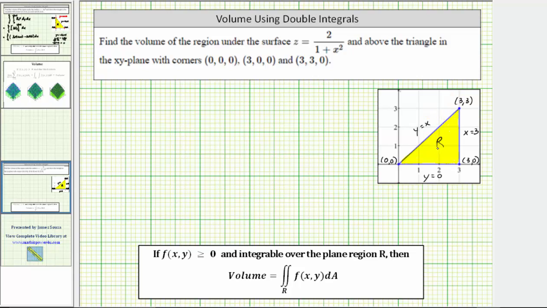Our goal is to find the volume under the surface given by z above this region in the xy plane. If f of x comma y is greater than or equal to 0 and integrable over the plane region R, then the volume can be found using this double integral where differential A is equal to dx dy or dy dx using rectangular coordinates. Before we set this up, let's look at this graphically.